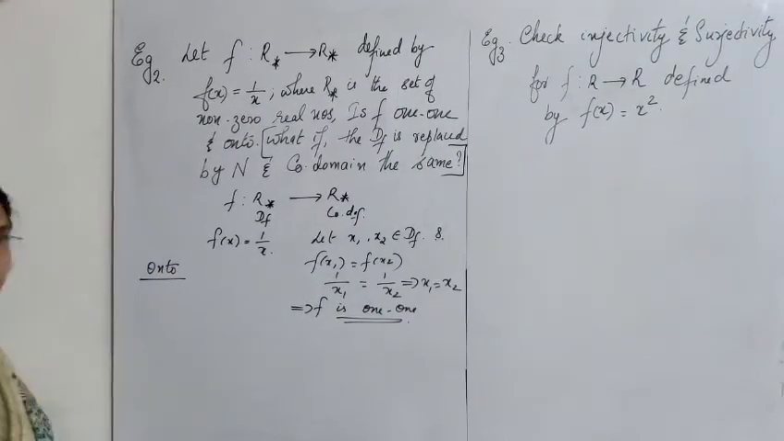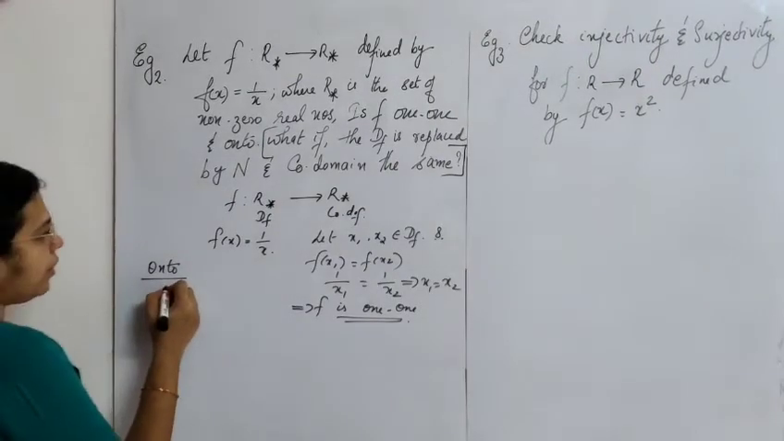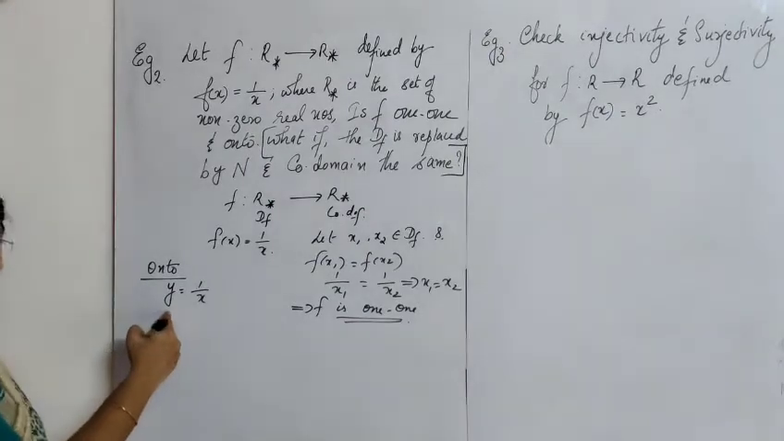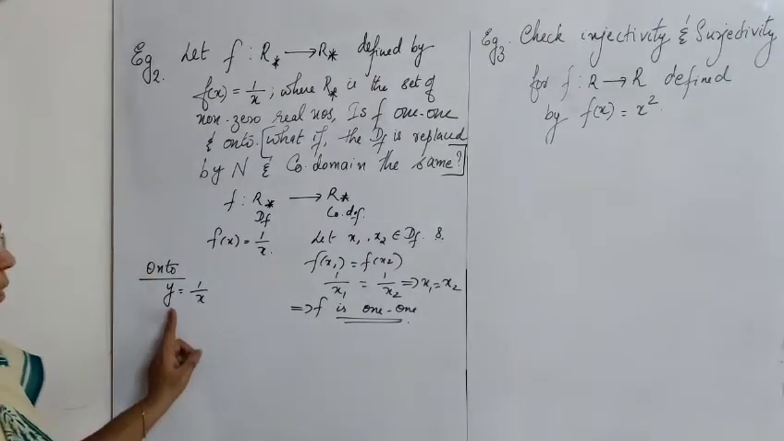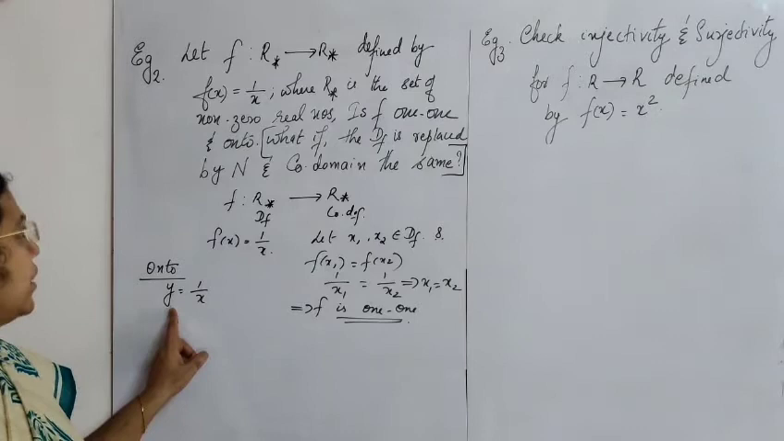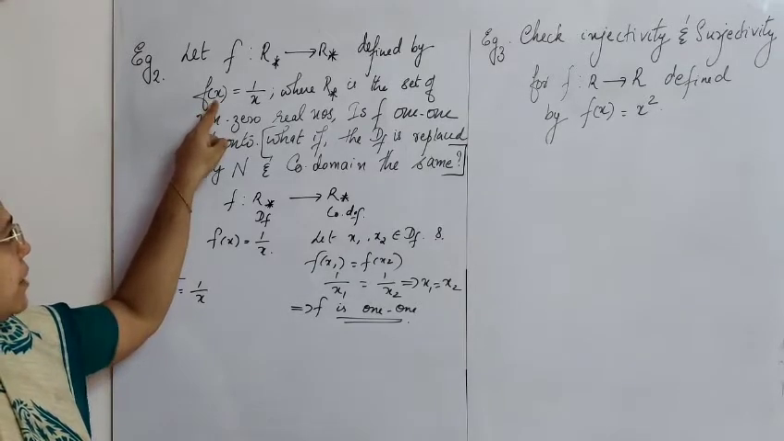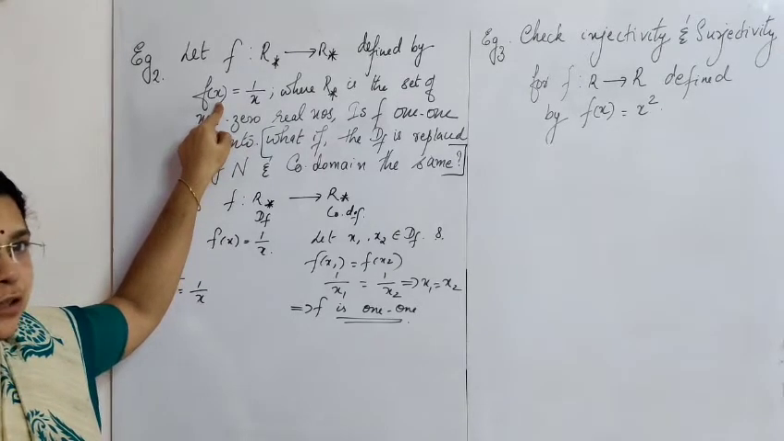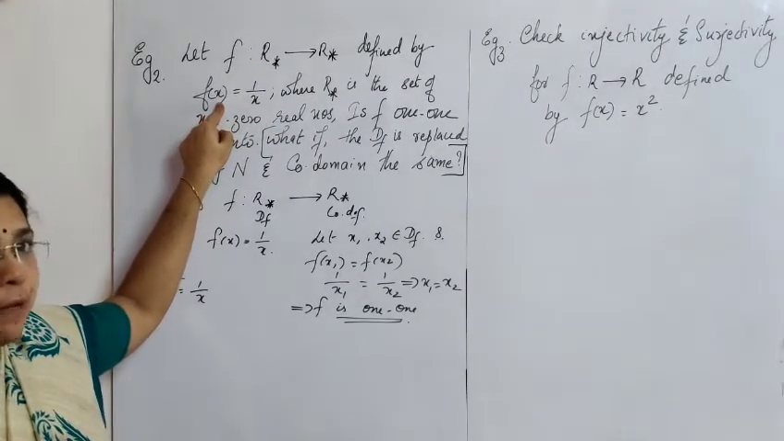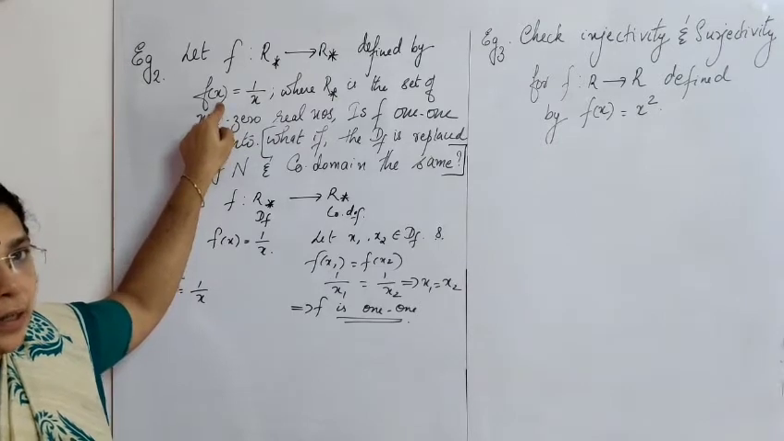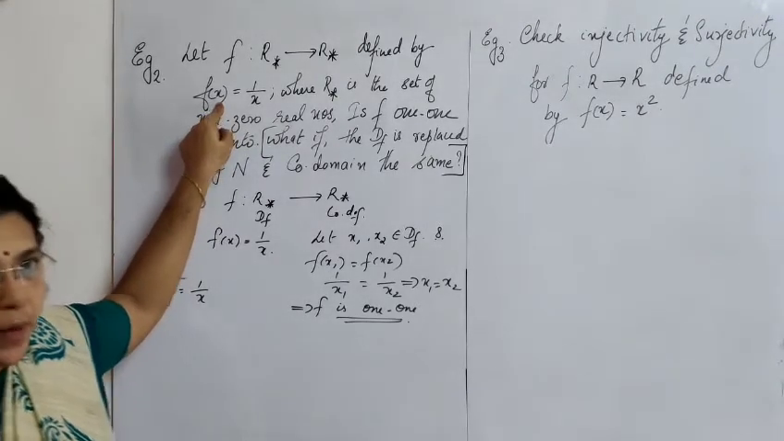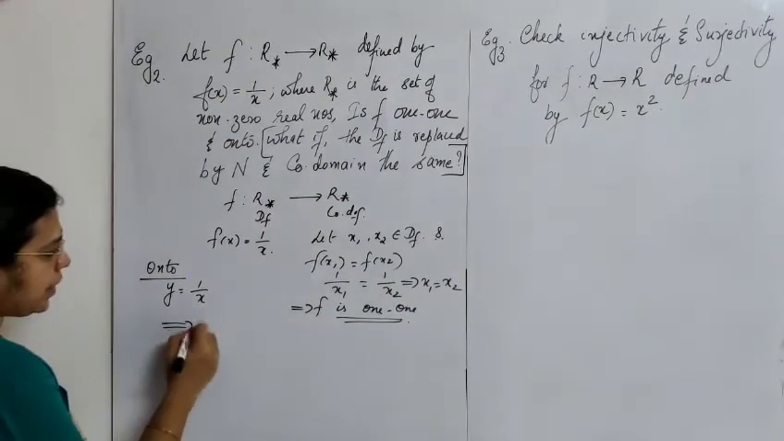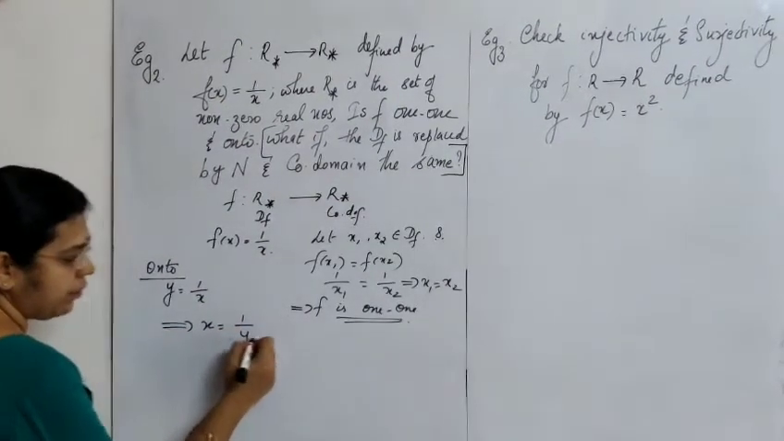Now checking for onto. I have y equal to 1 by x. What is y meaning? f of x. y is the element in the codomain. When f is a function that acts on the element x in the domain of the function, we get f of x. So f of x comes where? In the codomain of the function, that is the y element. So y is equal to 1 by x. This implies x is equal to 1 by y.